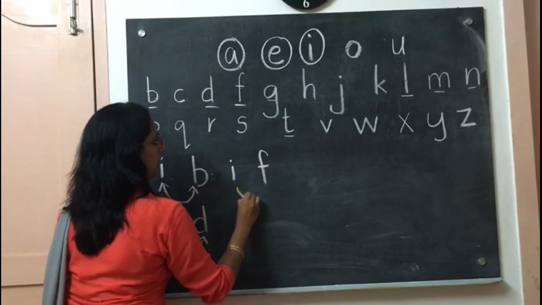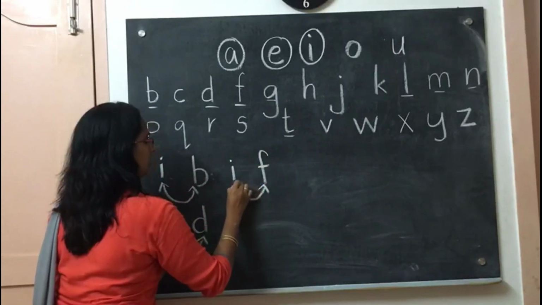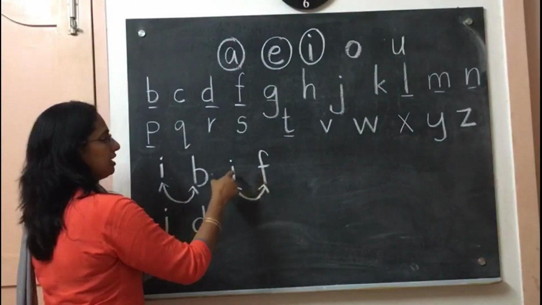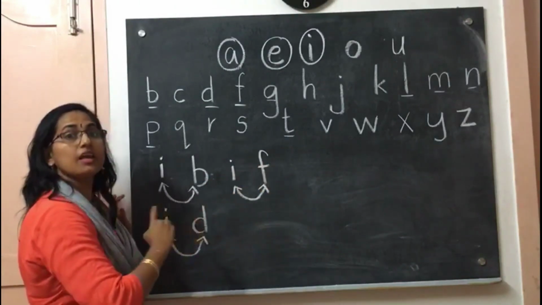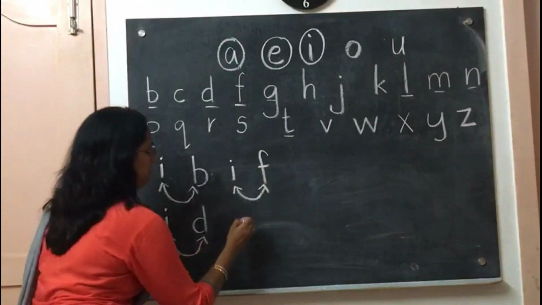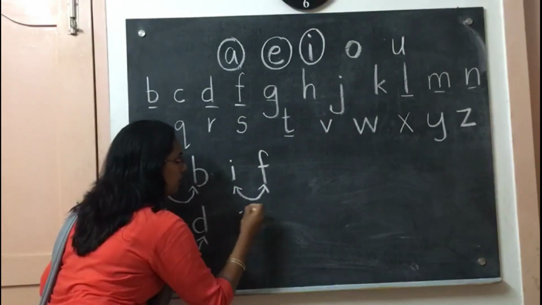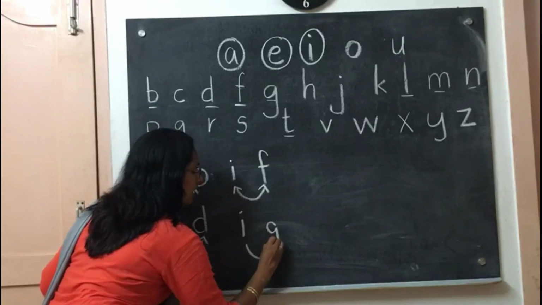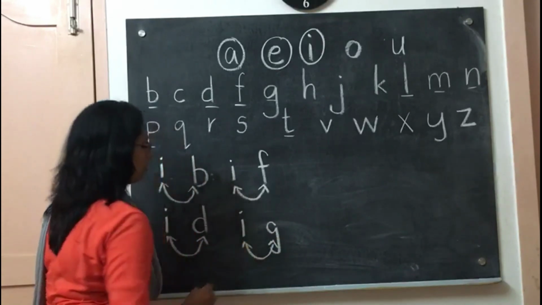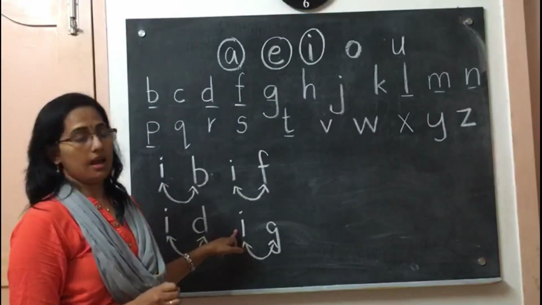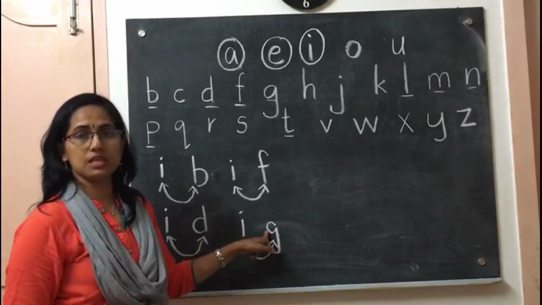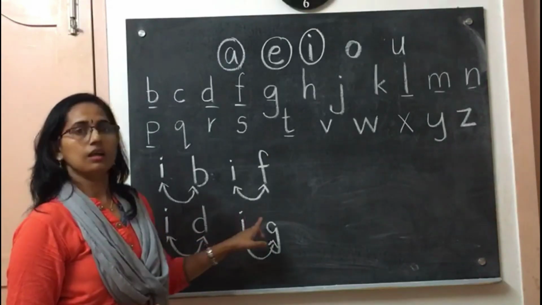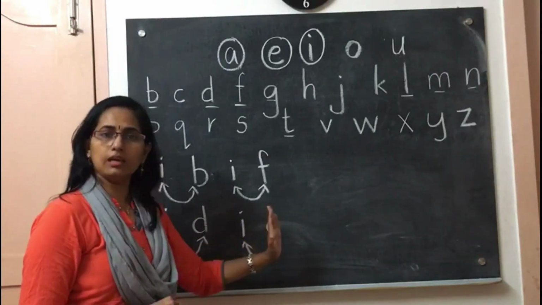E and F together. E, F. Then again E with G. Letter I and G. The sound of I is E and the sound of G is G. E, G, Ig.